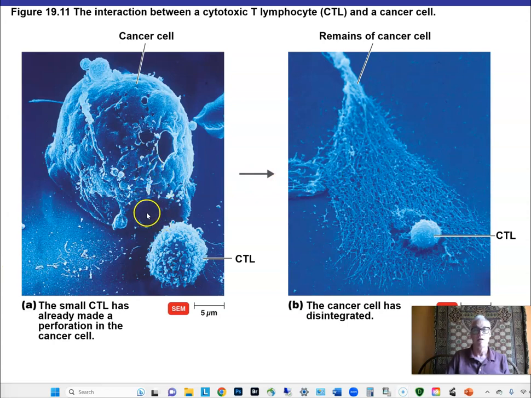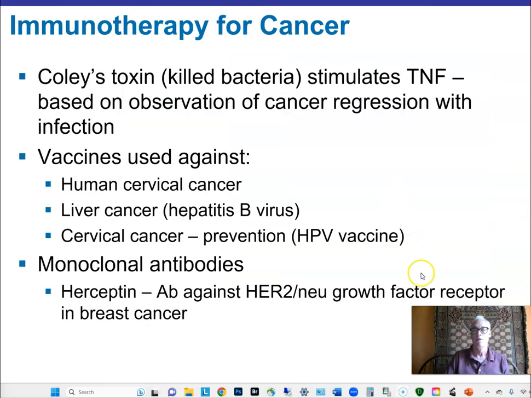Here the cytotoxic T cell, CTL, has already acted, released granzyme and perforin, and that cell is on its way out. And here's what happened to it in relatively short order. It just deleted itself. So immunotherapy, I was kind of jumping ahead talking about that. Vaccines used against cancer, various vaccines that will be taken up by antigen-presenting cells, presented to cytotoxic T cells, and have those cells then go on and attack the tumor.